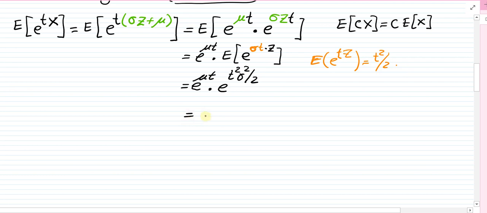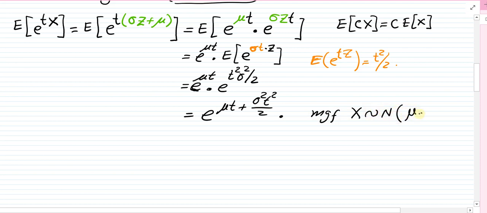So for the moment generating function, now we can use the multiplication property of exponents and combine the two exponents. We get mu t plus sigma squared t squared divided by 2, and that is what we wanted to do. So that is the MGF, the moment generating function for random variable x that follows normal, mean mu, variance sigma squared. And that will conclude our video.